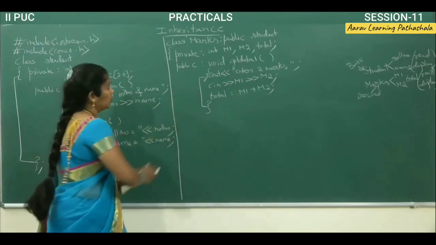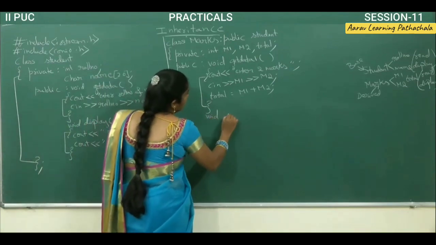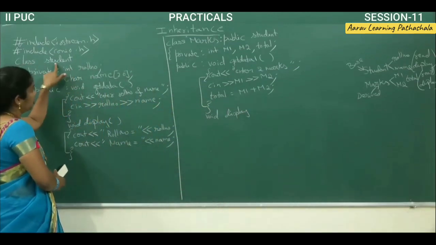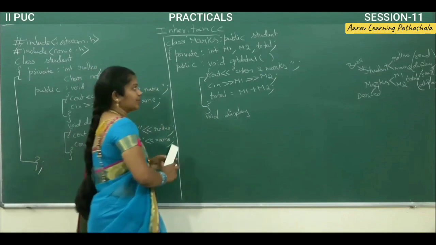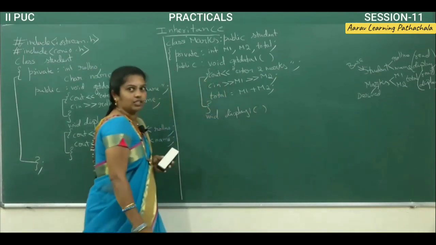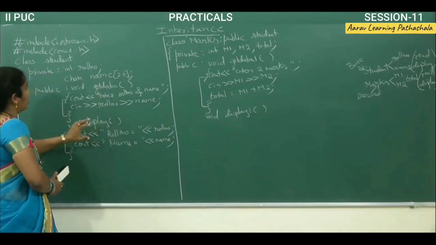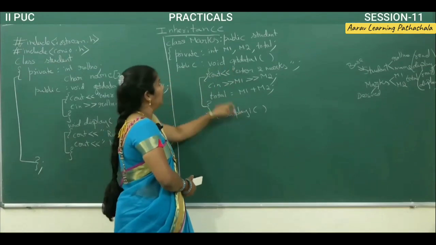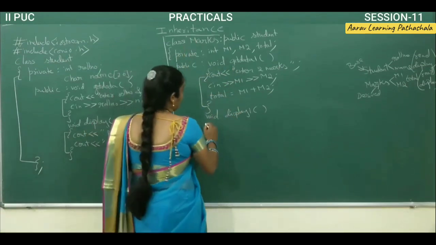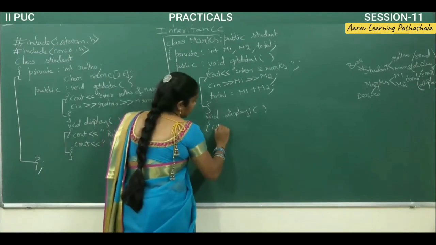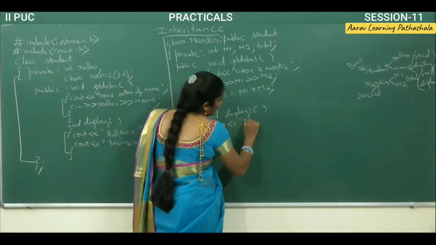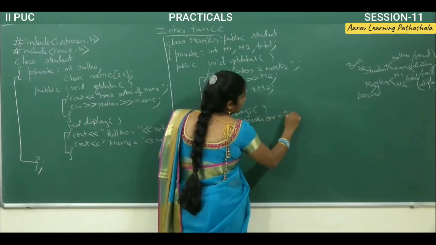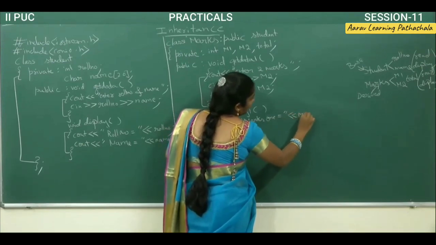Next I want to display that value. Then void display. I have already taken display in student. If you want, you can take display also. Otherwise display1. To avoid confusion, I take display1. Getdata and display are the student functions, whereas getdata1 and display1 are the functions of marks. Here I am going to display the value. Cout marks1 equals, display the marks1 value, m1.